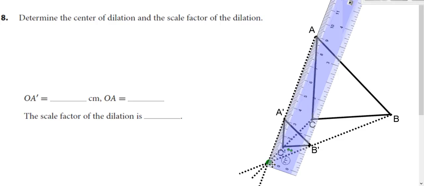So from O to A, I've got 9 centimeters. The ratio will work out to the same even though the numbers are going to be different here. And here I've got O to A prime, so that's 3 centimeters. So you put the image, A prime, 3, over the pre-image, 9, and you get a scale factor of 1/3.